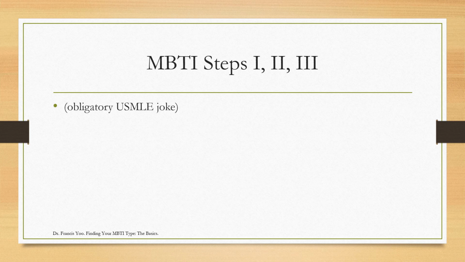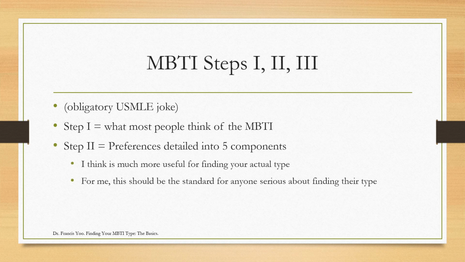So, MBTI Steps 1, 2, and 3. We place the obligatory USMLE joke, but basically Step 1 is what most people think of as the MBTI. Step 2, for each of the 8 letter preferences, breaks them down into 5 components. I think it is just so much more useful for finding your actual type. So let's say you are, quote unquote, in the middle between J and P, or F and T. Step 2 breaks those down into finer, more detailed differences to help you see what may be going on. For me, this should be the standard for anyone serious about finding their type. And Step 3 is a more in-depth instrument that's only used for one-to-one counseling and coaching.